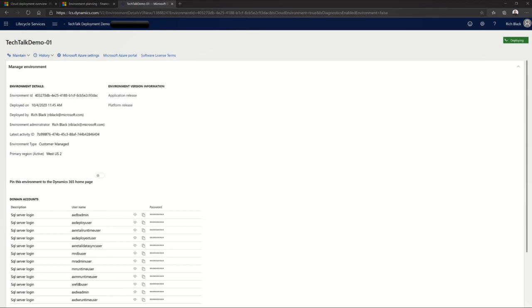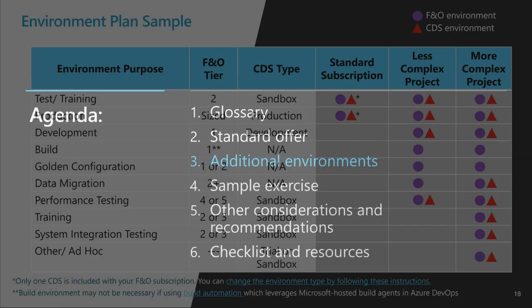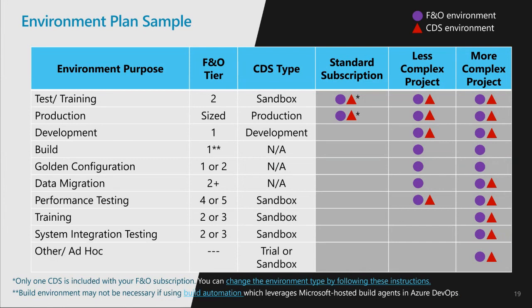So next, I'm going to hand it over to Peter, who's going to tell us a little bit more about these additional environments and how to acquire them. Thank you, Rich. All right, next, let's take a look at the sample. So this is a sample of F&O and CDS environment plan for two different types of projects. So less complex project and more complex project. So let's look at the F&O first.